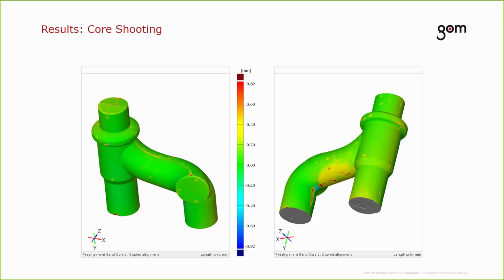So let's summarize. You have seen how to do an interpart alignment and how to apply this interpart alignment to another part. In our case, this was done because the relative position of the halves of the core box has been measured and consequently is known. Then we used the new function surface distance to assess the sand core shape with respect to its tool.